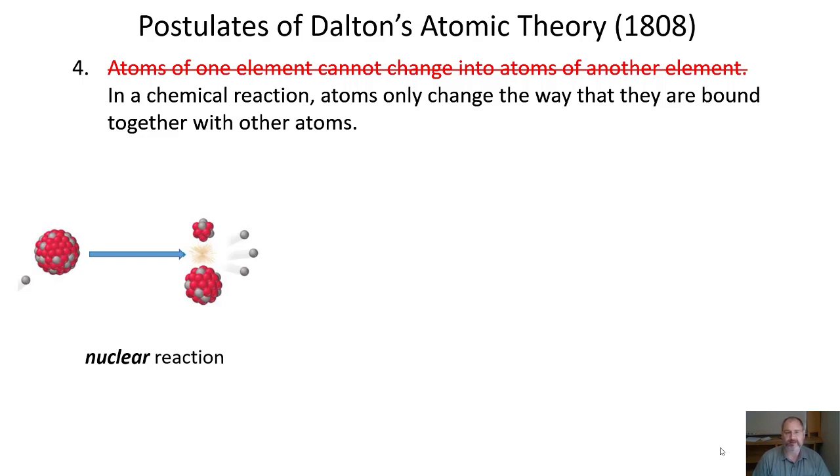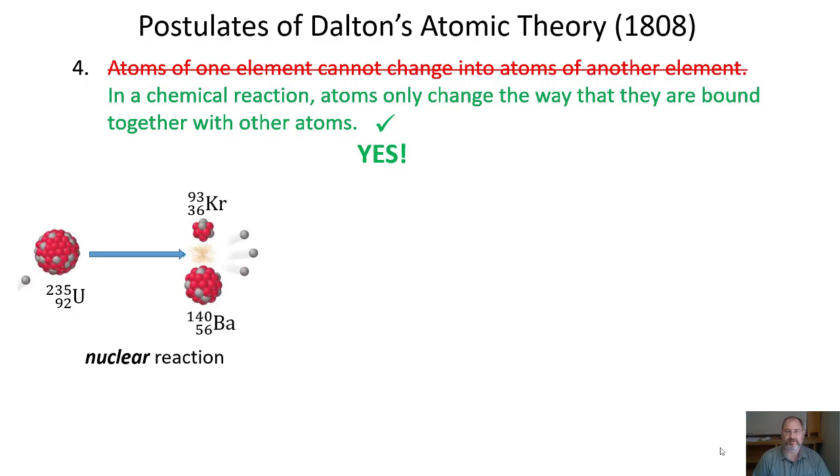An example of this is the uranium-235 nucleus being bombarded with a neutron to form 2 different nuclei, a nucleus of krypton-93 and also a nucleus of barium-140, which are 2 different elements being formed from one element. So this idea of an element changing into another element is actually possible. However, the second part of the postulate, that a chemical reaction involves only the change of atoms and how they're bound, is actually totally correct.